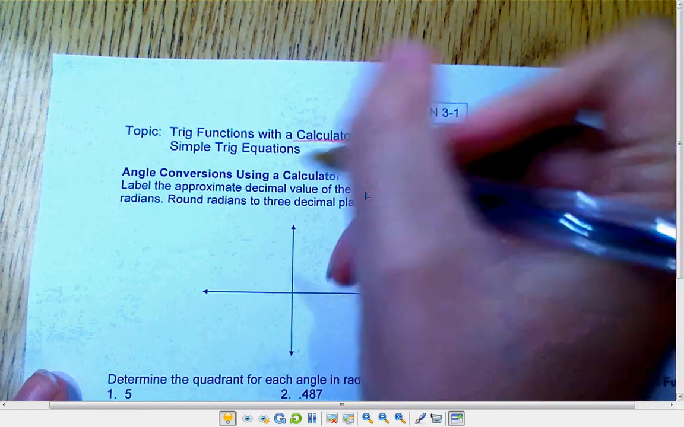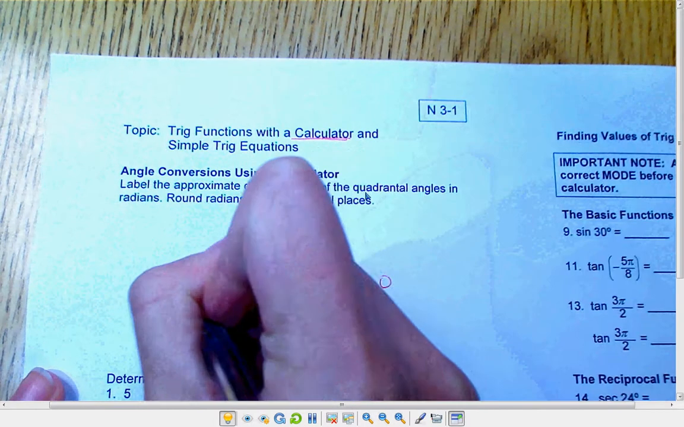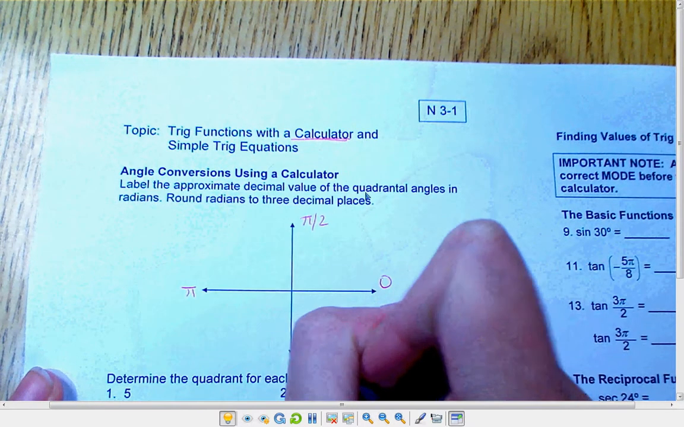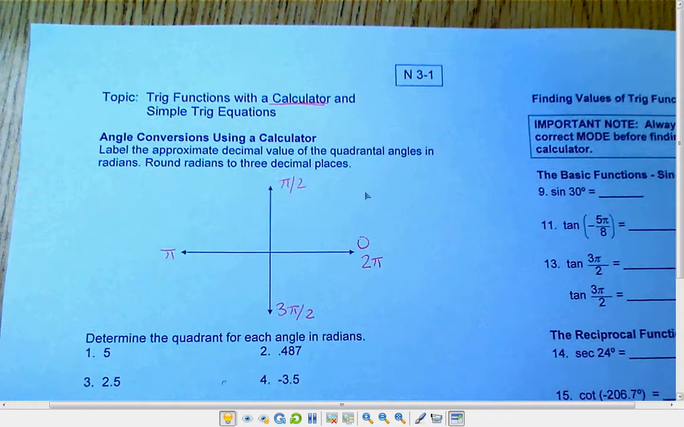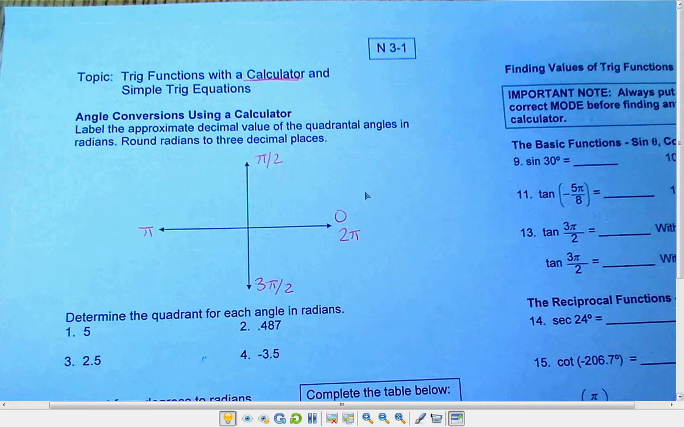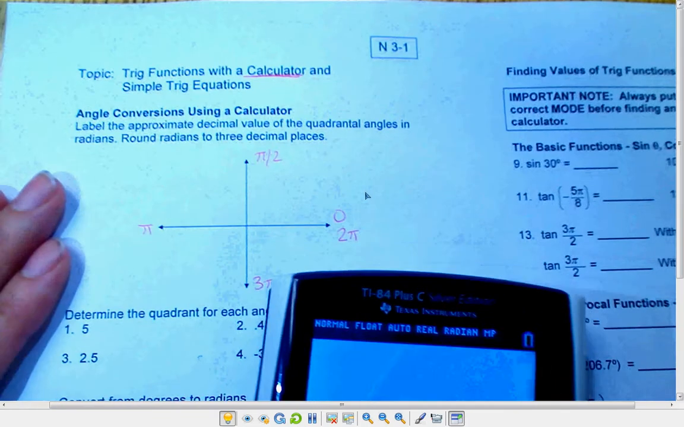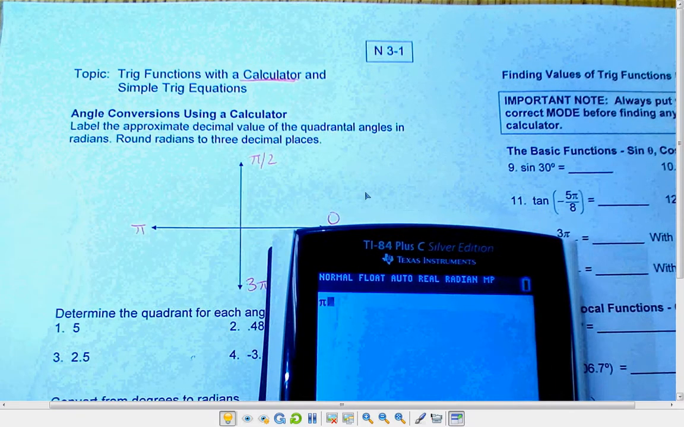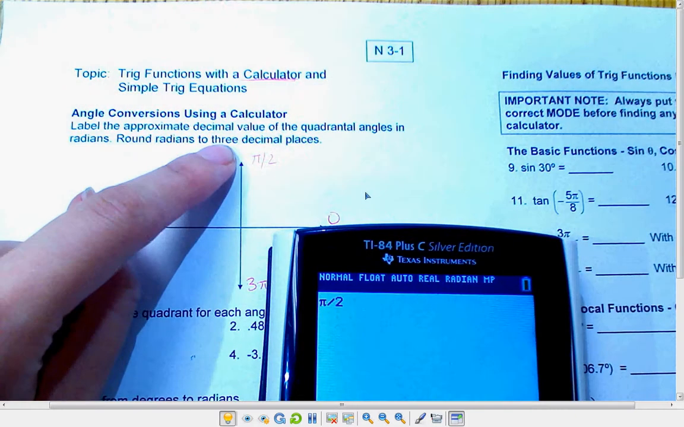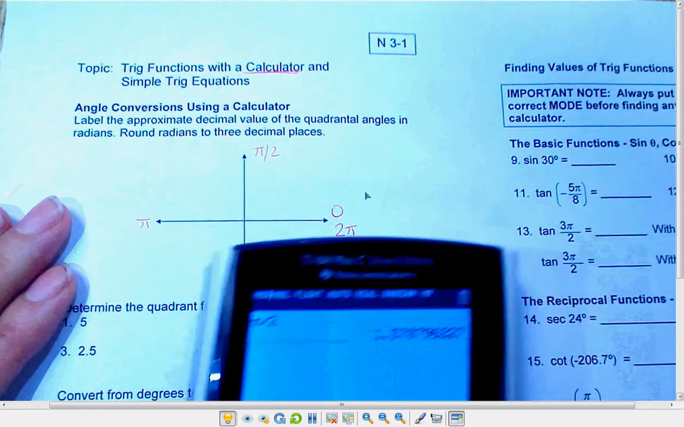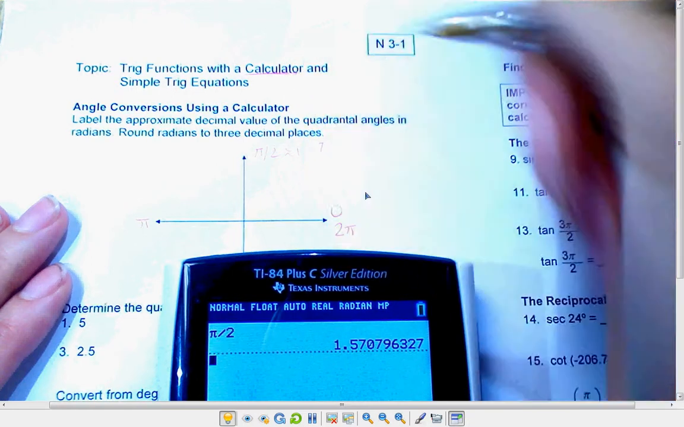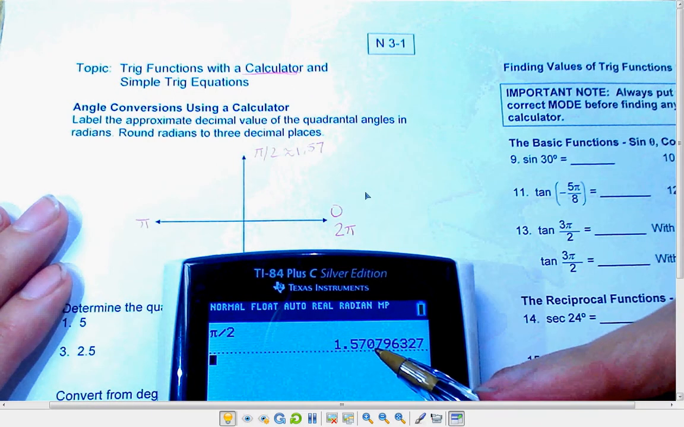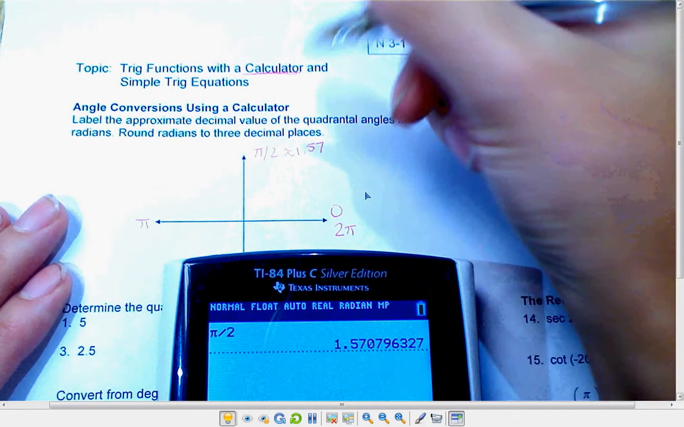So we have 0, pi over 2, pi, 3 pi over 2, and 2 pi. And so we're now going to use our calculator to actually write this as a number. So instead of pi, we're going to write it as a number to 3 decimal places. So pi divided by 2 is about 1.57, and our third decimal place we're going to round up to a 1.